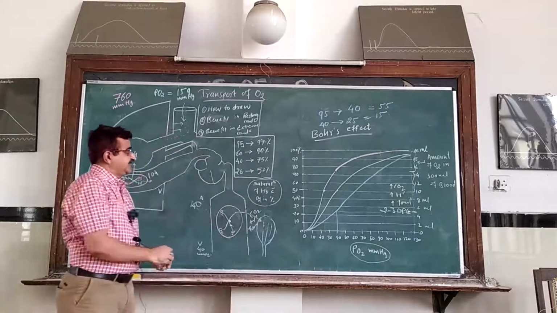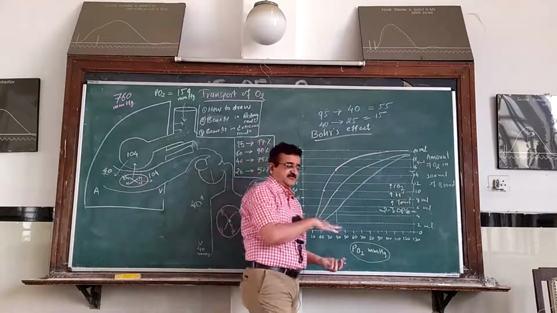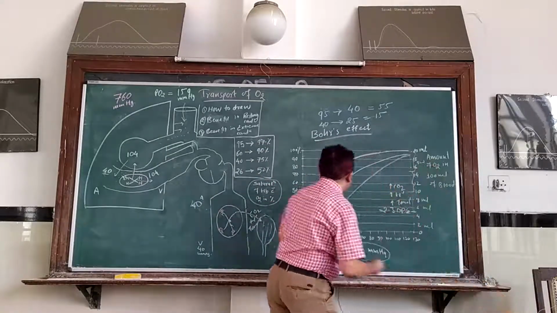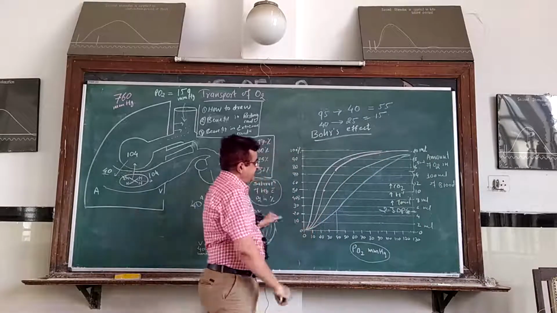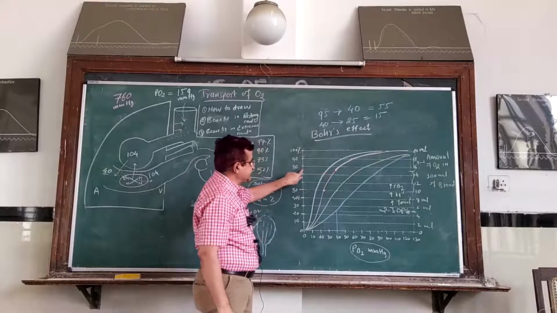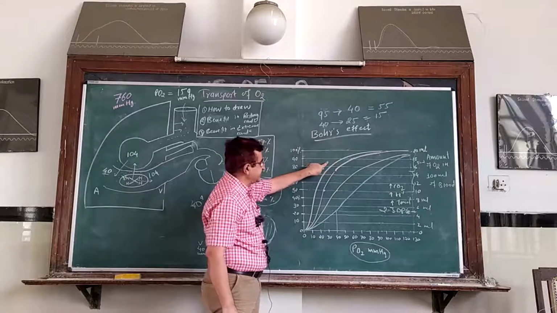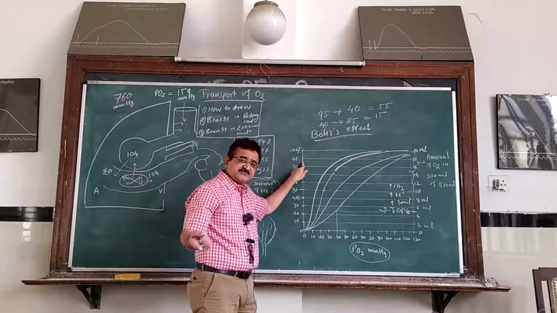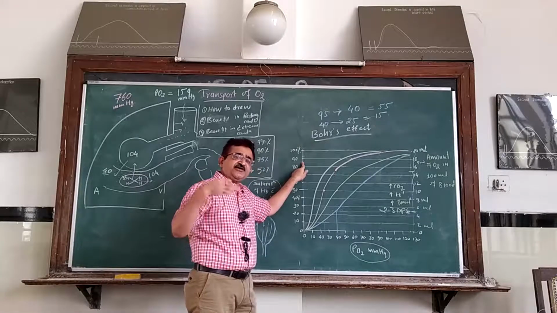Now, there are certain conditions in which the curve is shifted to the left side. When the curve is shifted to the left side, what will happen? This is how the curve is shifted to the left side. At PO2 of 40 mm of mercury, normally hemoglobin is 75% saturated with O2. But when the curve is shifted to the left side, now the hemoglobin is 85% saturated. Now it is holding more O2. That means the affinity of hemoglobin for the O2 is increased.